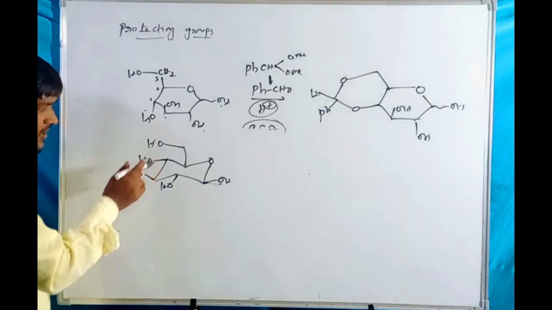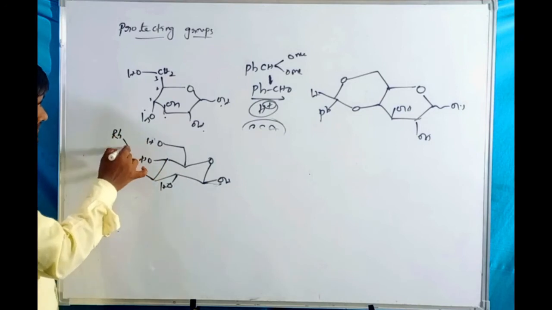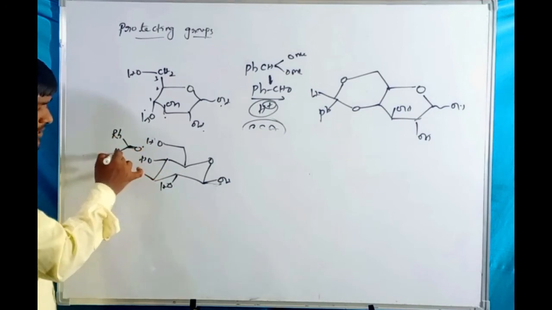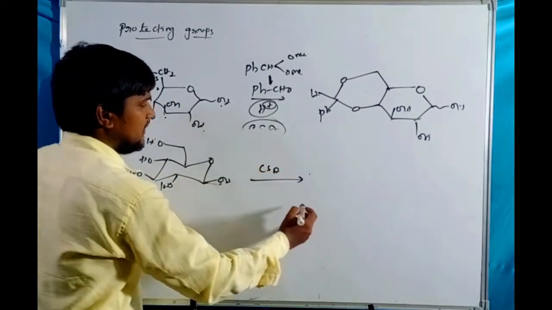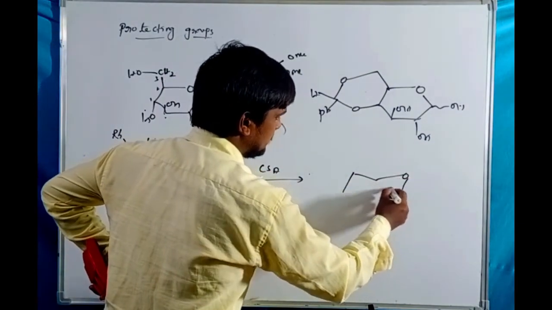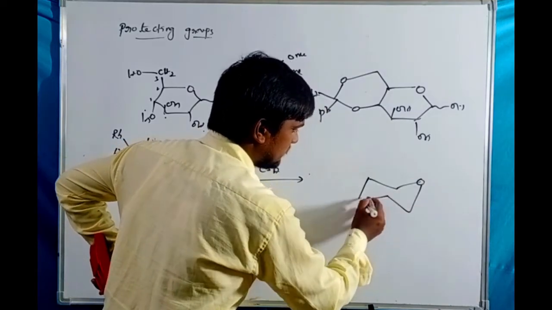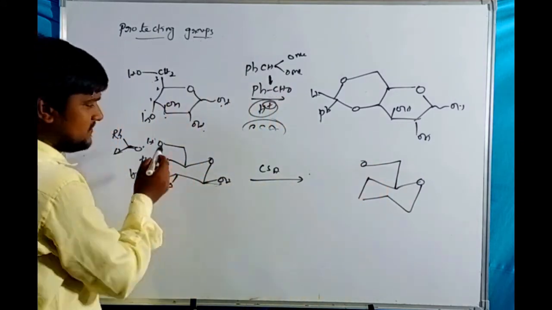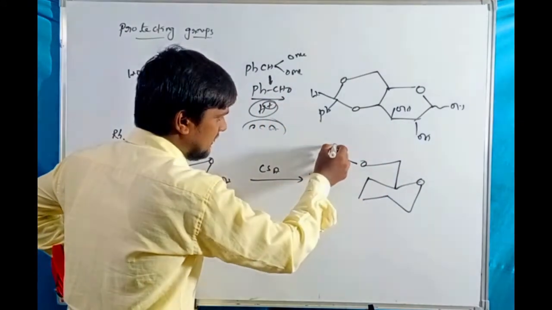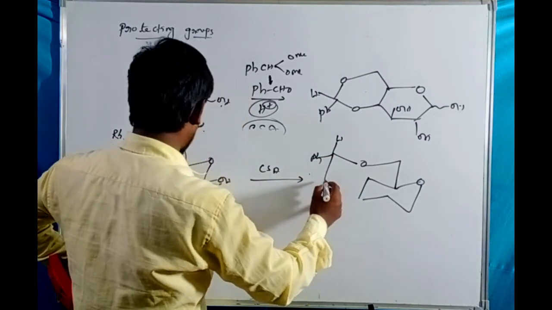Here it is the 1,3 diols. These two are protected. That means here these two are protected with the help of aldehydes, whether benzaldehyde or acetaldehyde, doesn't matter. Okay, now here in presence of CSA, it gives these type of product. Okay, now here it is the CH2O, here O, okay, that is the O. Again here it is the hydrogen and phenyl. So it is protected by the oxygen.